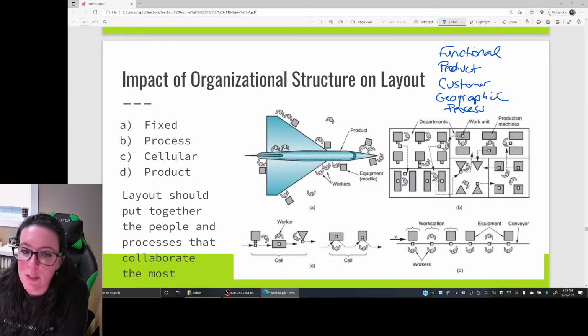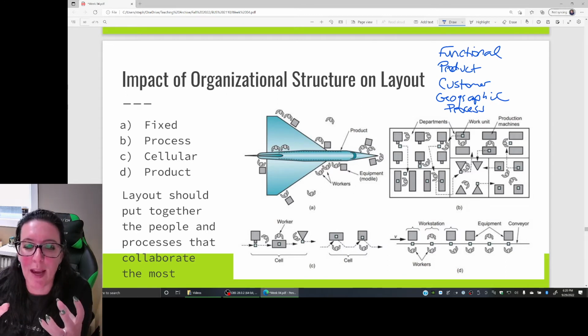All right, so let's look at these different types of departmentalization and how we might lay out the facility based on that departmentalization. So the first type of facility layout that we have is a fixed layout. So here you can see an example A. We have all these people working around a particular item that they're producing. So here they're making a plane. So it's fixed because everyone has to be at a certain location because of what we're working on.